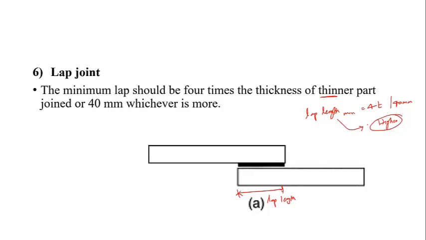So these are the 6 specifications as per IS 800/2007 regarding the lap weld or the fillet weld criteria. The second type of weld connections, we'll discuss in the next class.